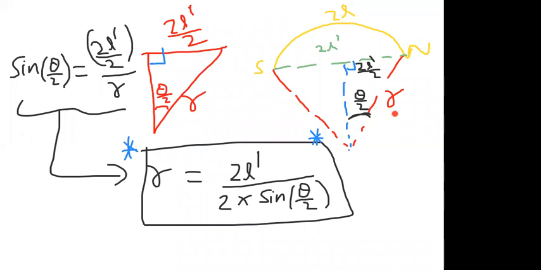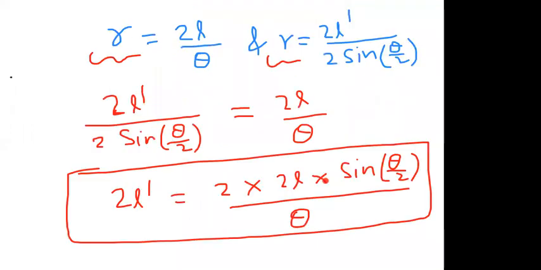What is the relation between these two now? Sine theta by 2: this is a right angle triangle, so sine theta by 2 is opposite by hypotenuse, 2L dash by 2 by r. From here, r is 2L dash by 2 into sine of theta by 2. I got the r value here and the previous r value, and I compared both. So I got 2L dash is equal to 2 into 2L into sine theta by 2 by theta. This is the relation between the new magnetic length when in the form of an arc and the old magnetic length when in the form of a straight magnet.